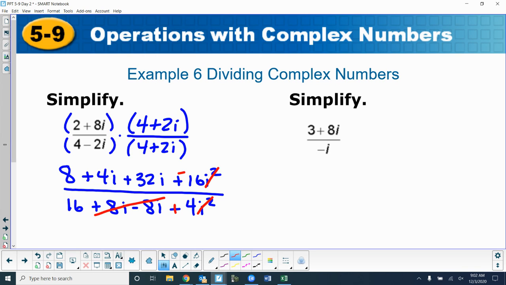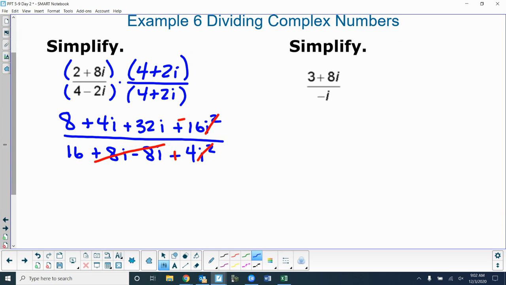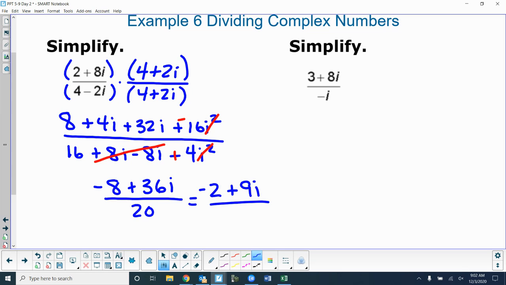All right, so my answer would be 8 minus 16 is negative 8. 4 plus 32 is 36. And 16 plus 4 is 20. Is there a number that goes into all three of those? 4 does, right? So, negative 8 divided by 4, 36 divided by 4, and 20 divided by 4.